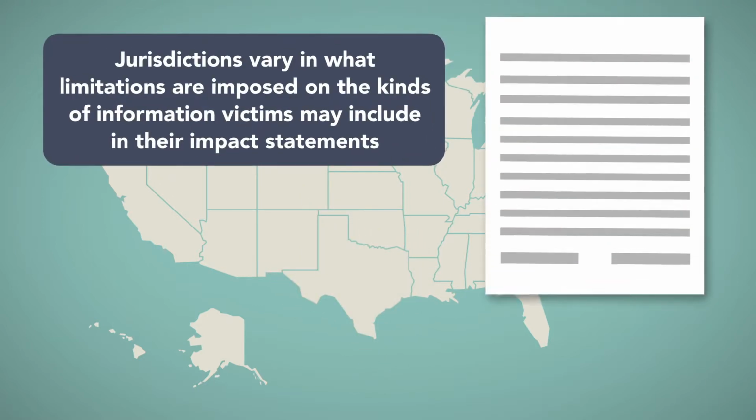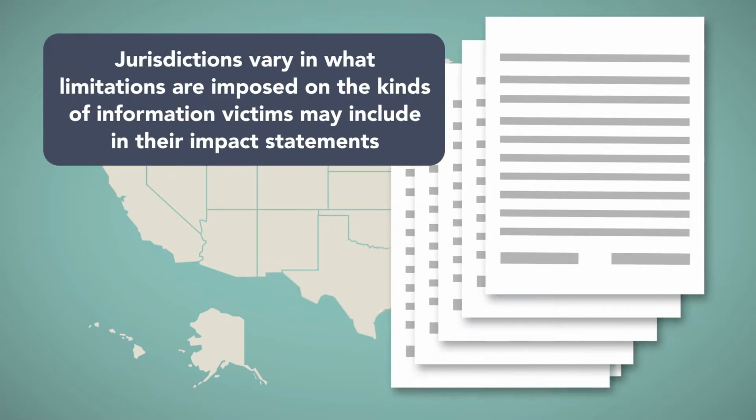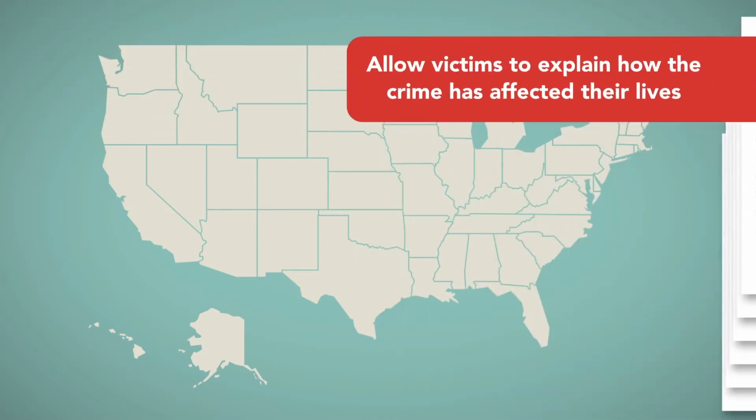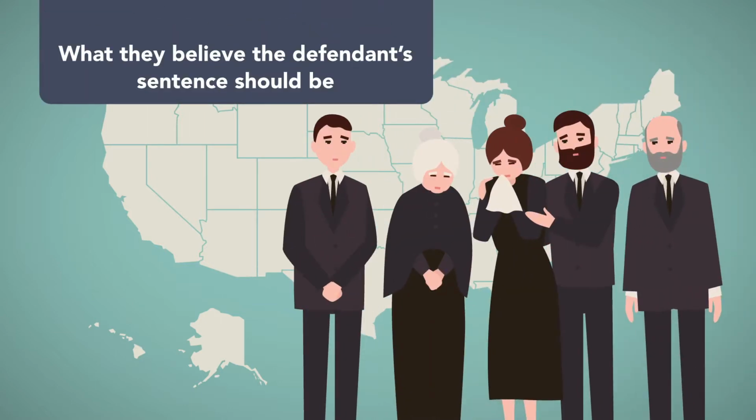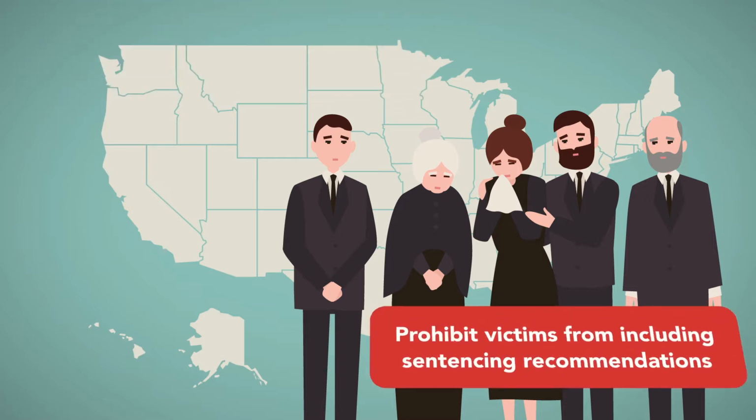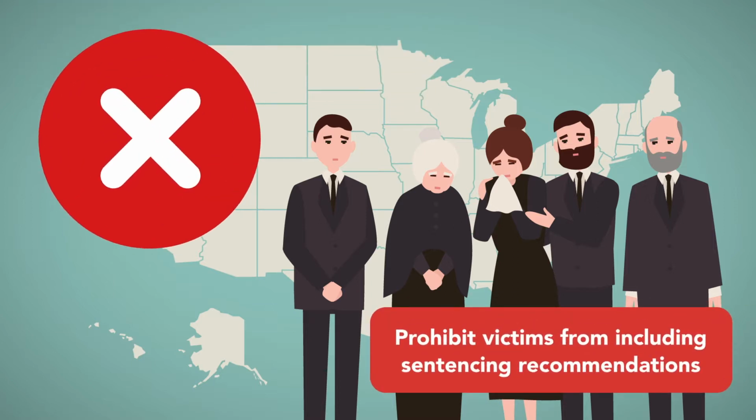Jurisdictions also vary in what limitations are imposed on the kinds of information victims may include in their impact statements. All jurisdictions allow victims to explain how the crime has affected their lives. Some jurisdictions allow victims to also say what they believe the defendant's sentence should be. However, other jurisdictions prohibit victims from including sentencing recommendations, as sentencing determination is the province of the judge.